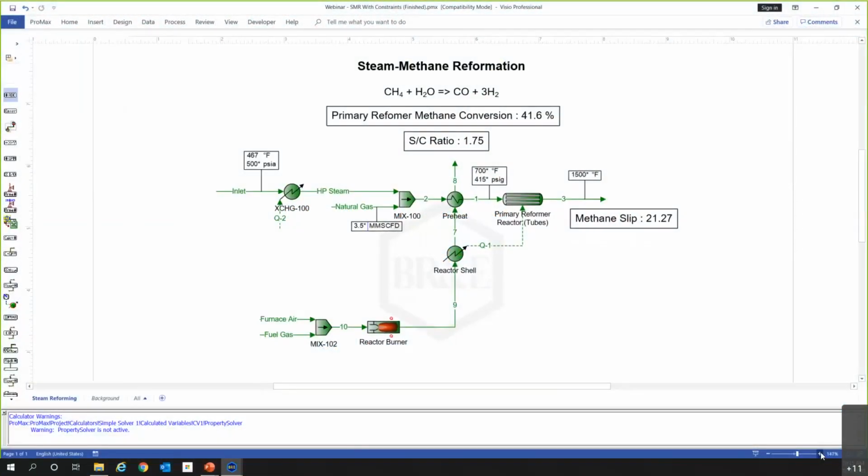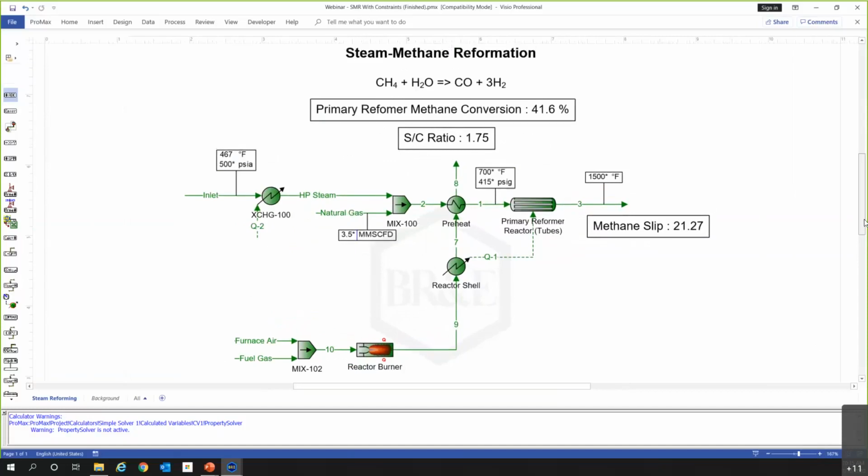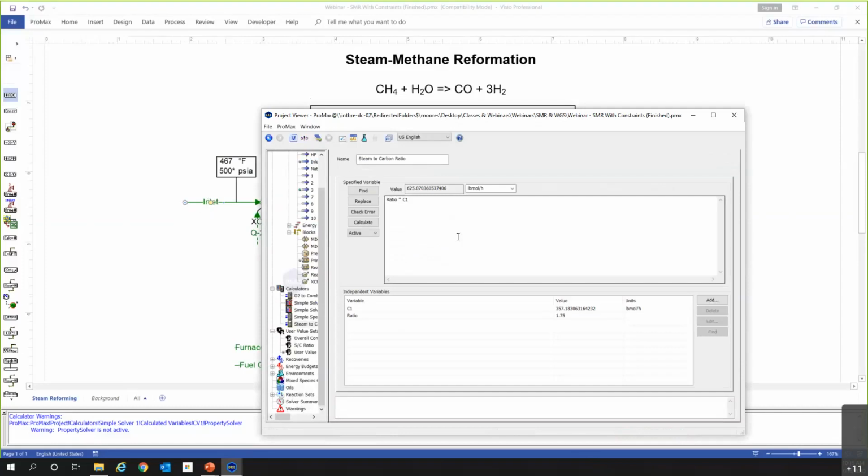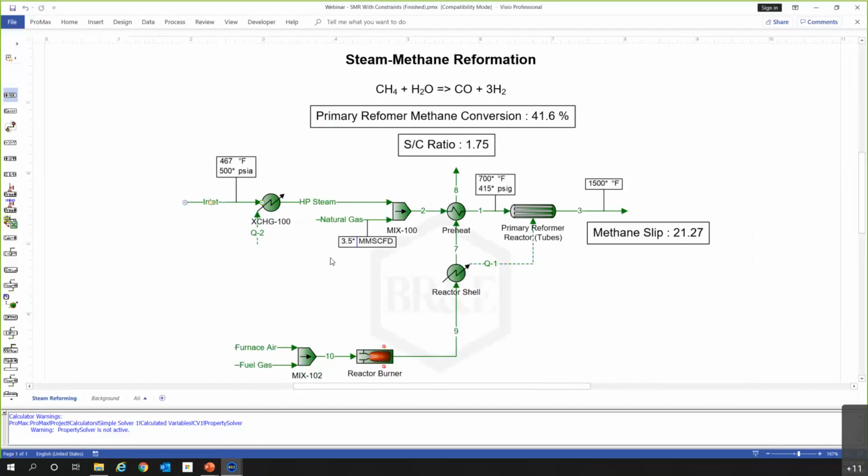So now we're going to be looking at ProMax. It should look very familiar to that PowerPoint slide we looked at earlier. As you can see here, we have our natural gas stream at 3.5 million scf a day, and our steam flow rate that is going to fluctuate based on the ratio that we tell it to. So what I've done here is I've set a calculator on the inlet to calculate my steam flow rate based on a ratio that I specified. Currently, our ratio is at 1.75. So it's on the low end of the spectrum.